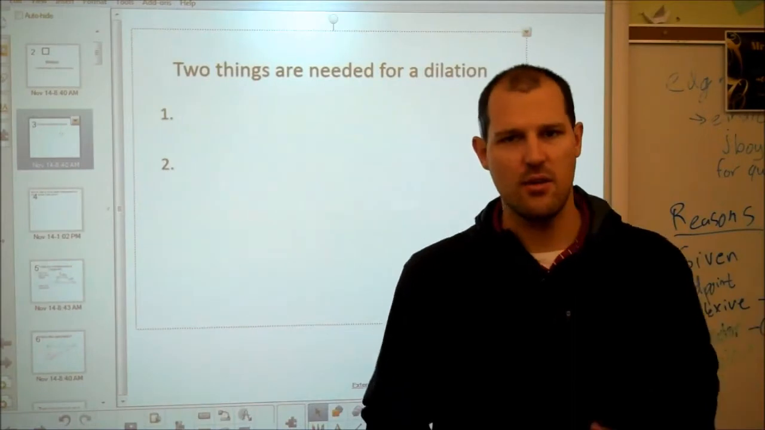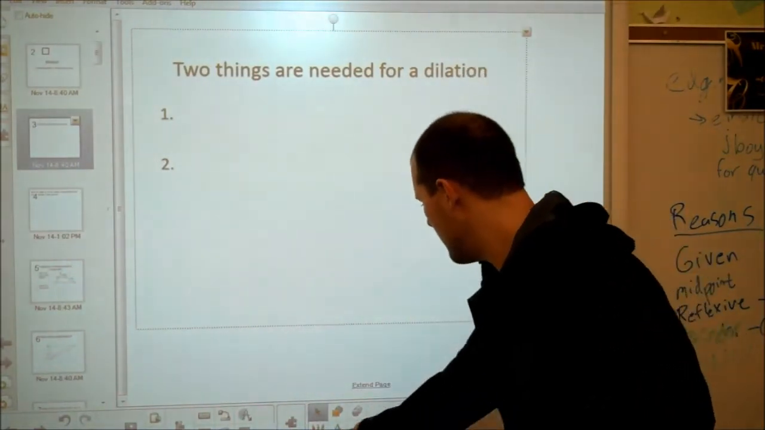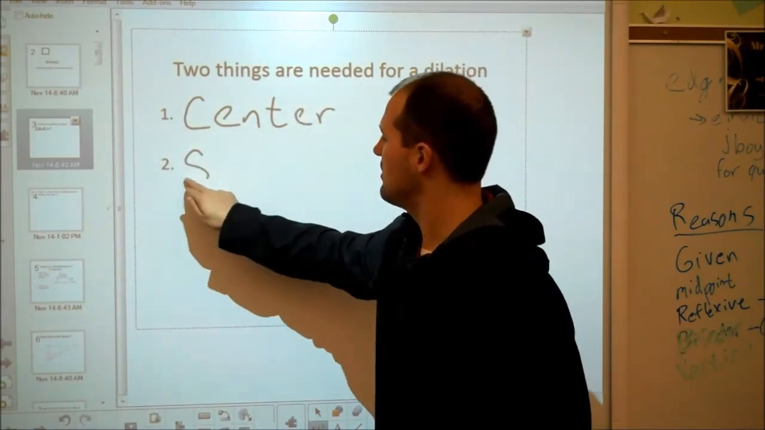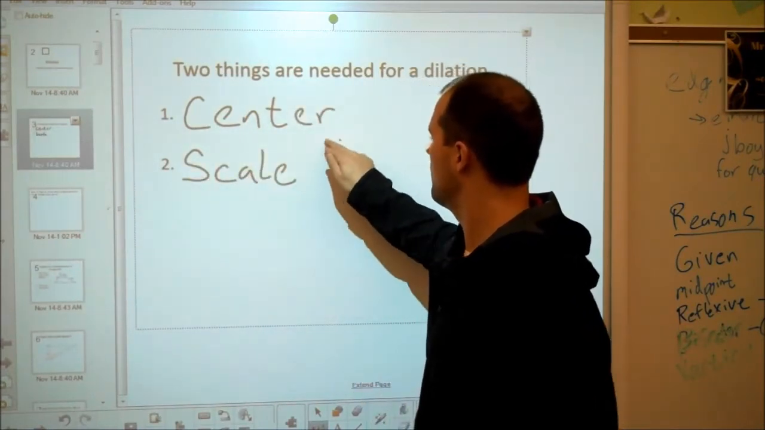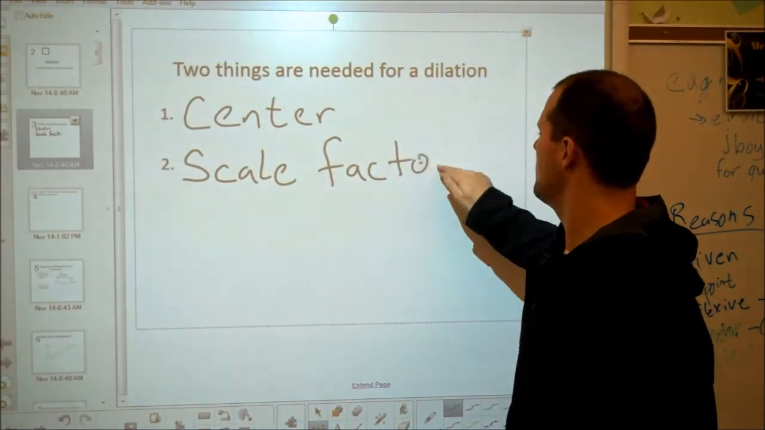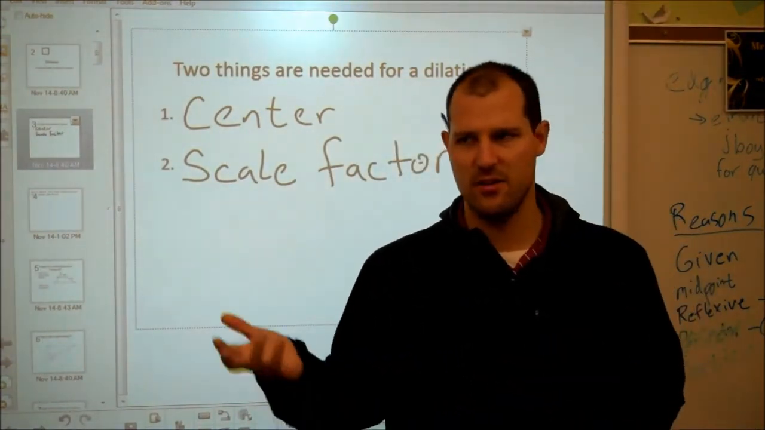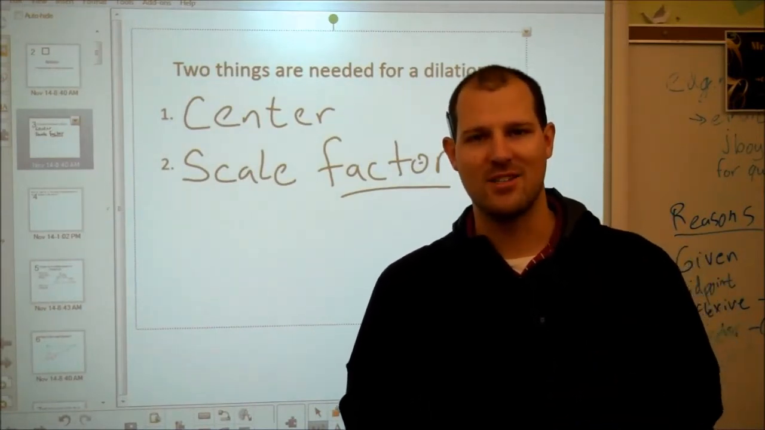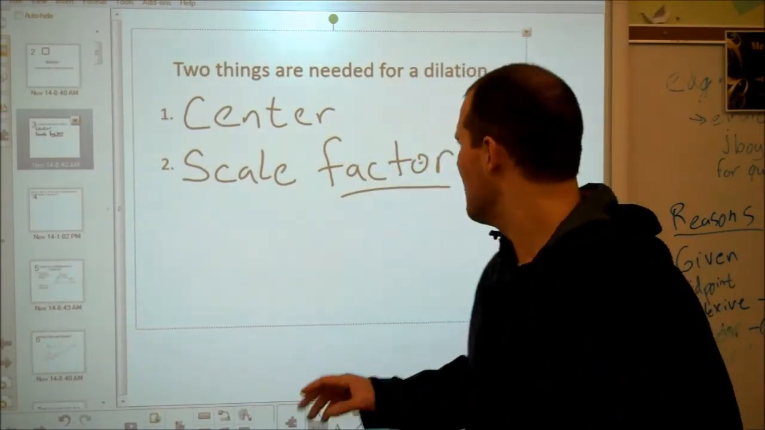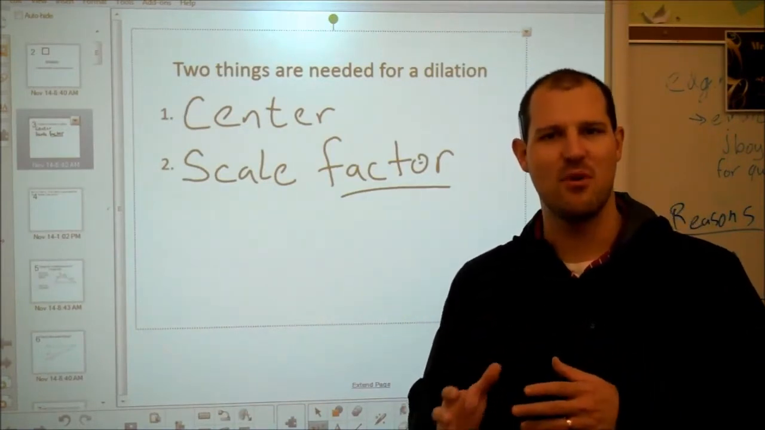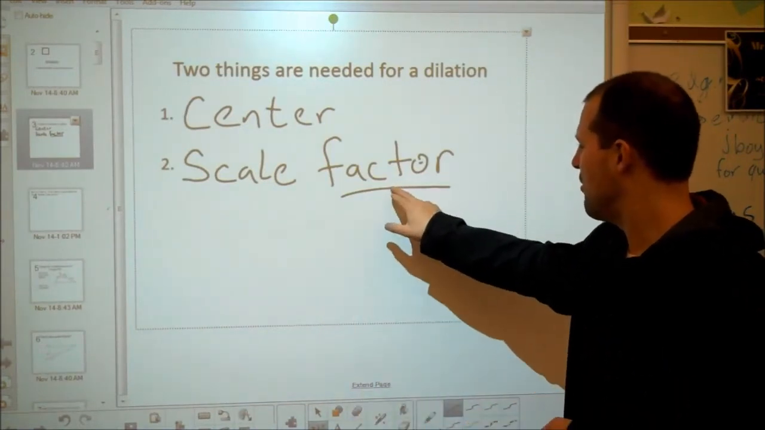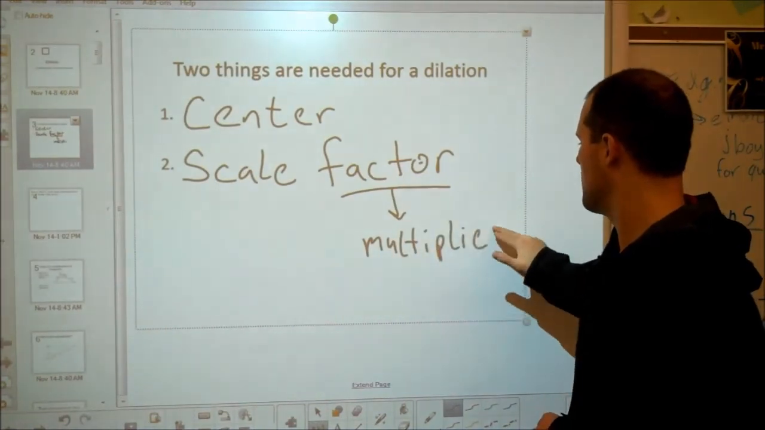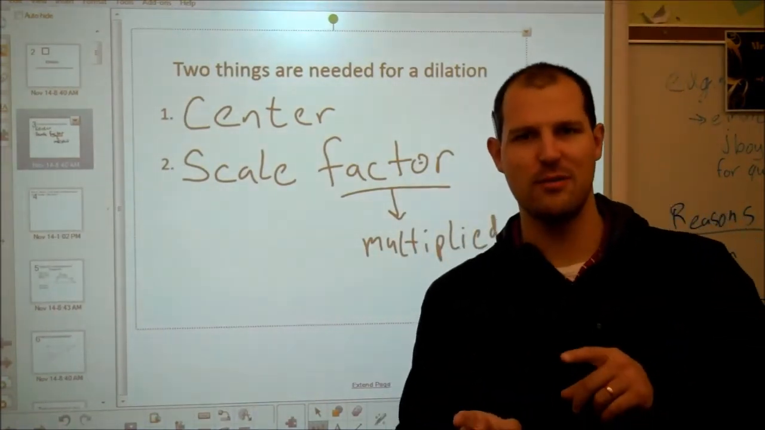There are two things that we need in order to perform a dilation. Number one is we need the center of the dilation, and we need a scale factor. Sometimes this will be called a dilation factor, but if you see the word factor, that gives you a pretty good idea. Do you remember where the word factor comes from or what it is? We've talked about sums, differences, products, quotients. A factor is something that is multiplied. And that's going to be useful in just a minute.